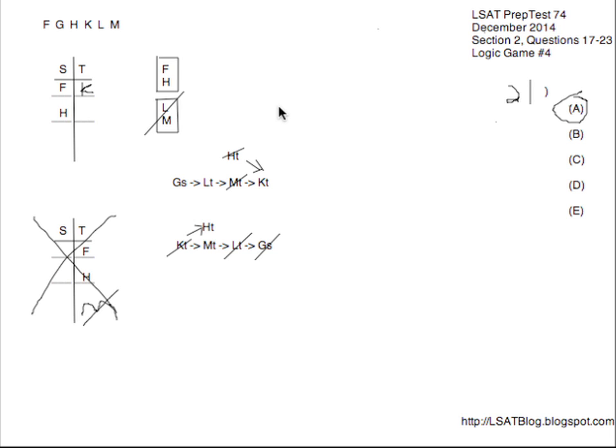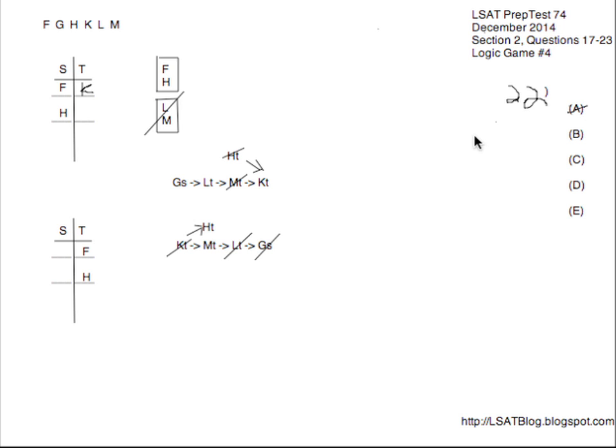Let's move on to number 22. So number 22, which cannot be the complete assignment at T. So 4 of these will be perfectly fine. One of them causes a problem. So we'll just run through the choices. F, G, H, M on T leaves K and L on S. So if K's on S, that means it's not at T, so we're activating the big chain here. H and M at T, perfectly fine. G at T, perfectly fine. F and H go together, of course, so no issues with A.